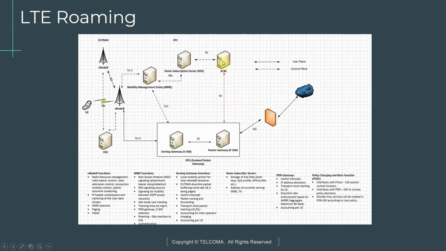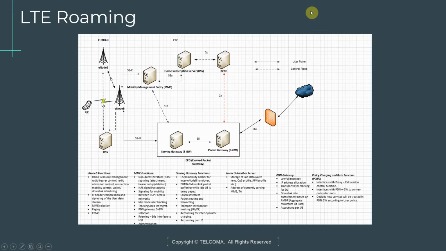This PCRF interfaces with the HSS using an interface called SP. This interface is used to retrieve all the profile information from the HSS, and this PCRF also interfaces with the P gateway via the GX interface. So that's the PCRF for you.